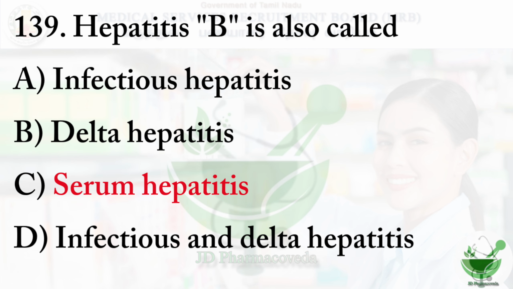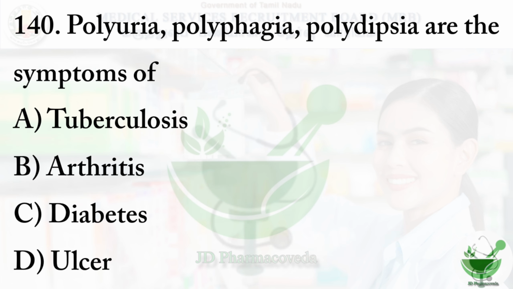Then question number 140, polyuria, polyphagia, polydipsia are the symptoms of. So it is a very easy question. Option A tuberculosis, option B arthritis, option C diabetes, option D ulcer. So the right option is option C diabetes.